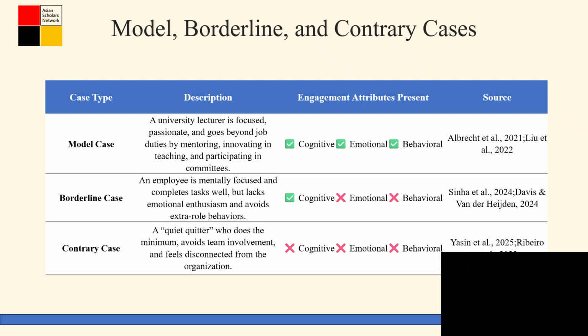Borderline case, partial engagement. A borderline case is someone who is mentally focused and completes tasks but lacks enthusiasm and avoids extra role activities. So cognitive is present but emotional and behavioral are weak. Contrary case, no engagement. A contrary case is the quiet quitter, doing the minimum, avoiding involvement, and feeling disconnected. Here, cognitive, emotional, and behavioral engagement are absent. Now that we know what engagement looks like, the next question is what factors create engagement in the first place?